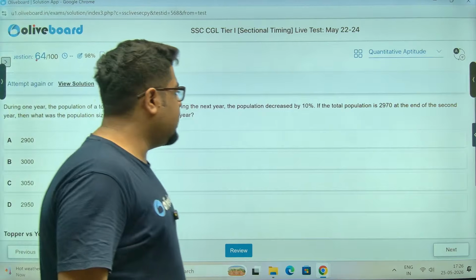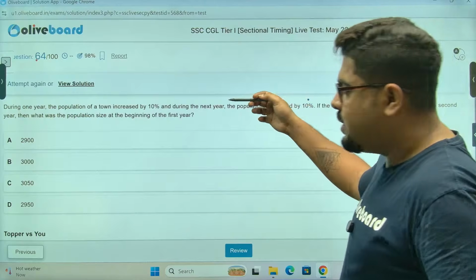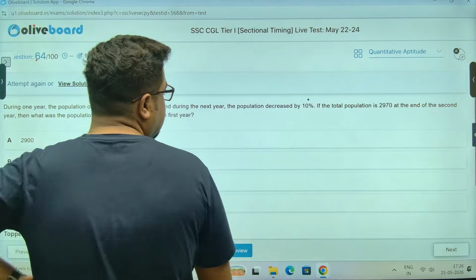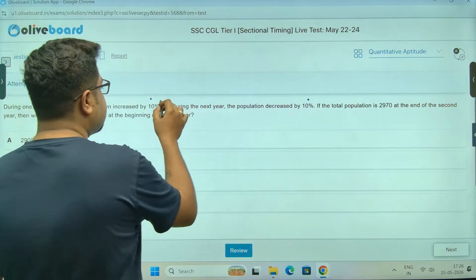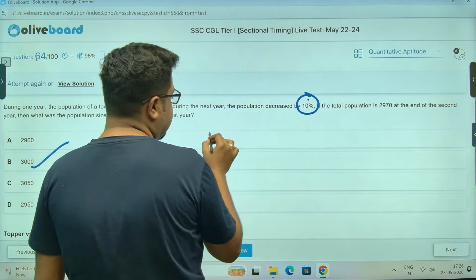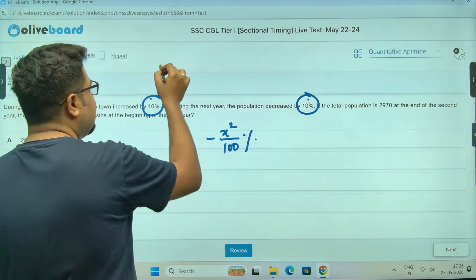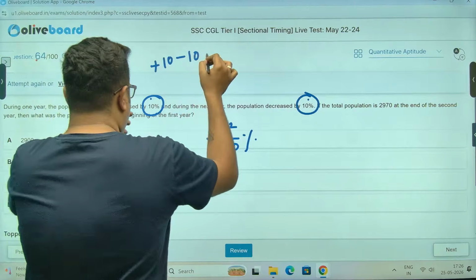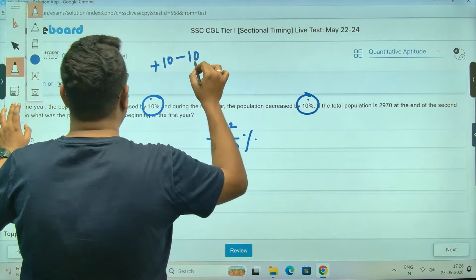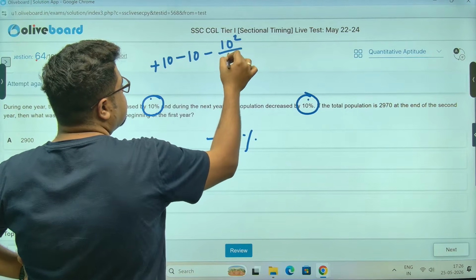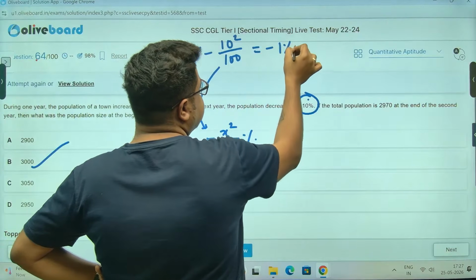During 1 year, population of the town increased by 10%, next year decreased by 10%. So 1% decrement in total. Sir, this 3000 is the answer. If X% increases, X% decreases, net decrease is X square by 100%. Either you can do this or think, sir, plus 10, minus 10, plus minus is minus 10 into 10, 10 square by 100. So this will be minus 1%.